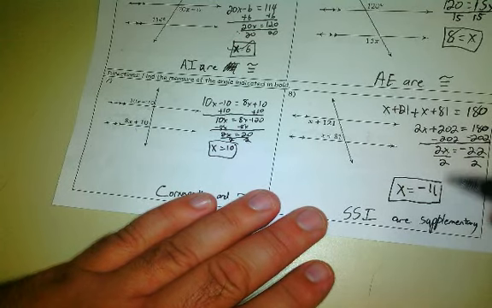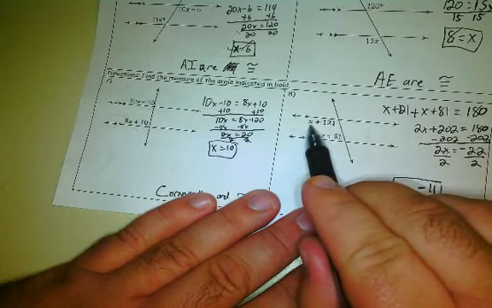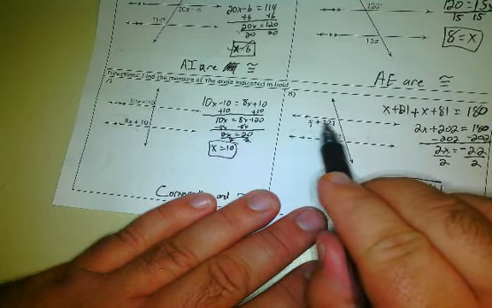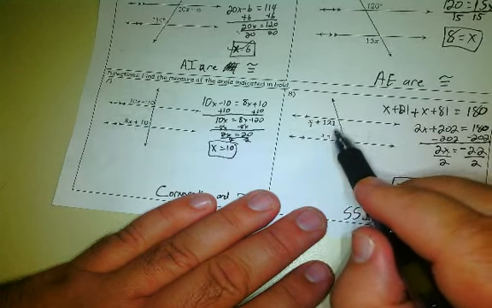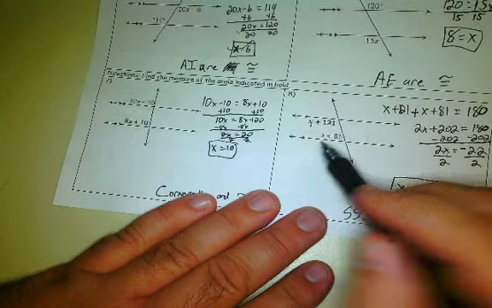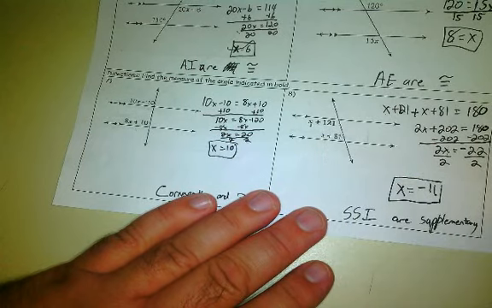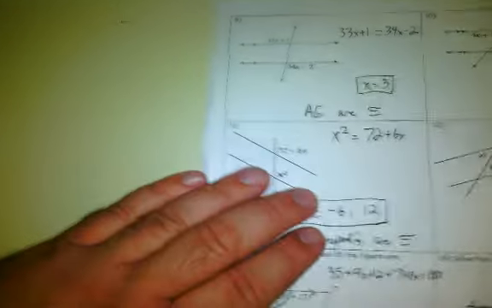2 is negative 11. That does work, because if I plug that in there, negative 11 plus 121 is 110, and negative 11 plus 81 is 70. 110 plus 70 is 180. It does work. On to the back.